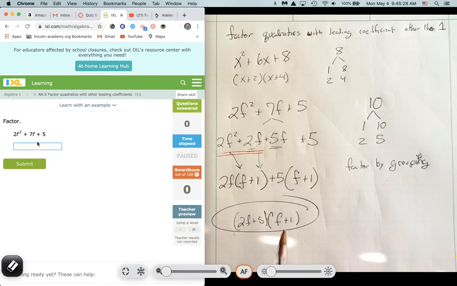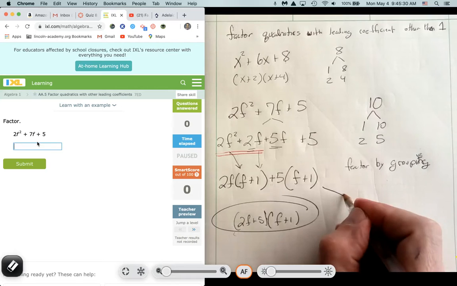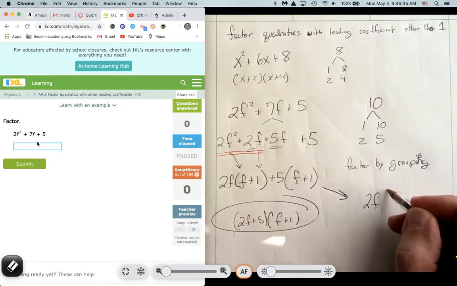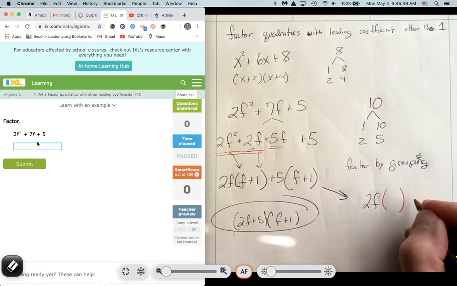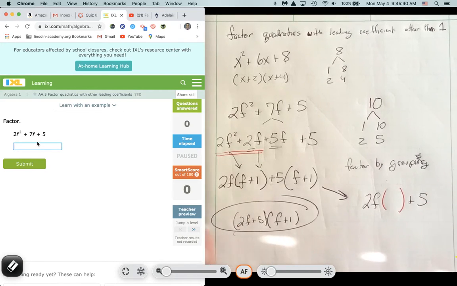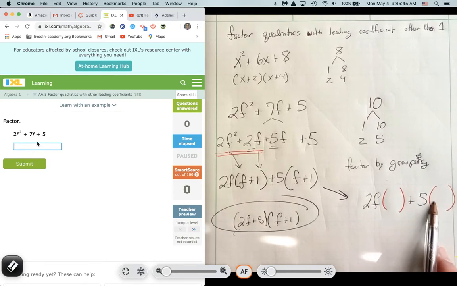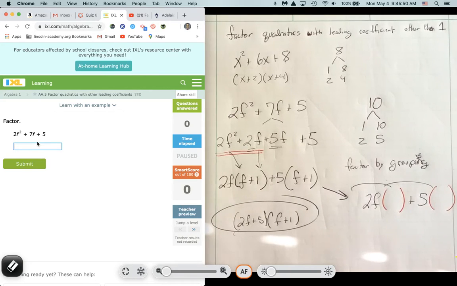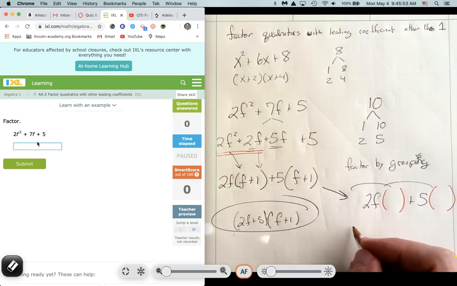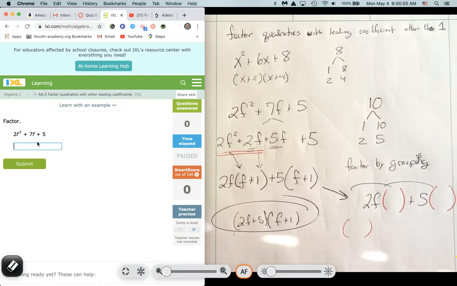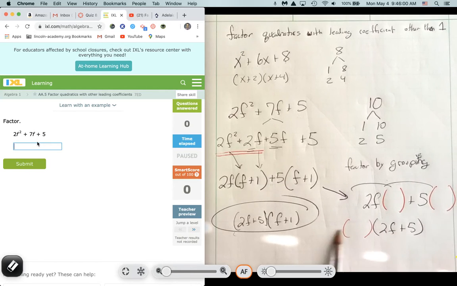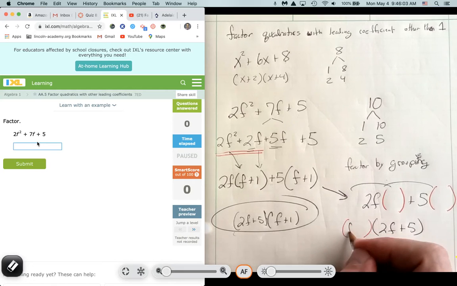And I want to emphasize something. What we've done here, I'm going to come down here. I had this 2f times something in parentheses plus 5 times something in parentheses. Well, think of this parentheses as a single entity, and I factored it out, just like I factored out any other monomial, right? So I factored out that parentheses, leaving the 2f plus 5. Well, what was the parentheses? Well, it was the f plus 1, f plus 1.